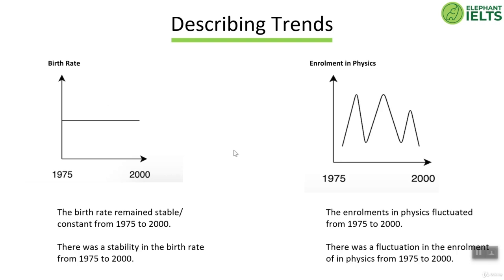Look at the second line graph. This one shows a lot of movement. We use the word fluctuation to describe this movement. The enrollments in physics fluctuated from 1975 to 2000, or there was a fluctuation in enrollments in physics from 1975 to 2000.